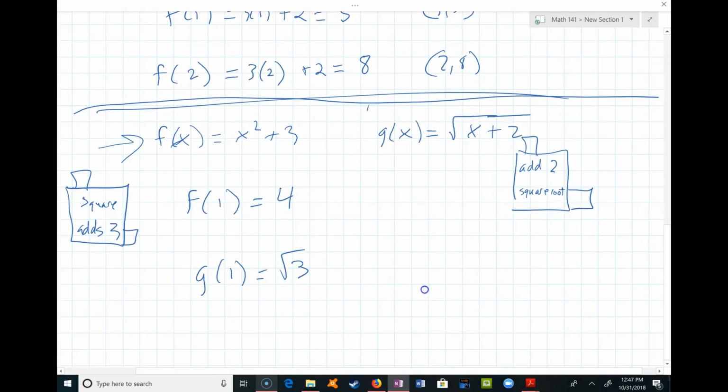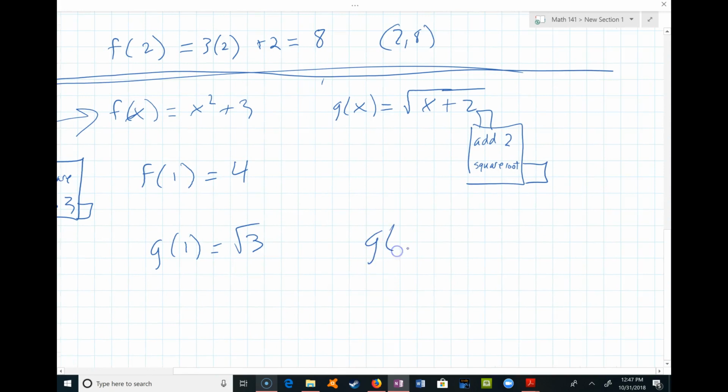Or I could ask of some other number, what's g of 2? Well, first of all, it's the g function, so I go to the g function, plug in a 2 for x, and I get the square root of 2 plus 2, which of course is the square root of 4, which of course is 2. Okay?